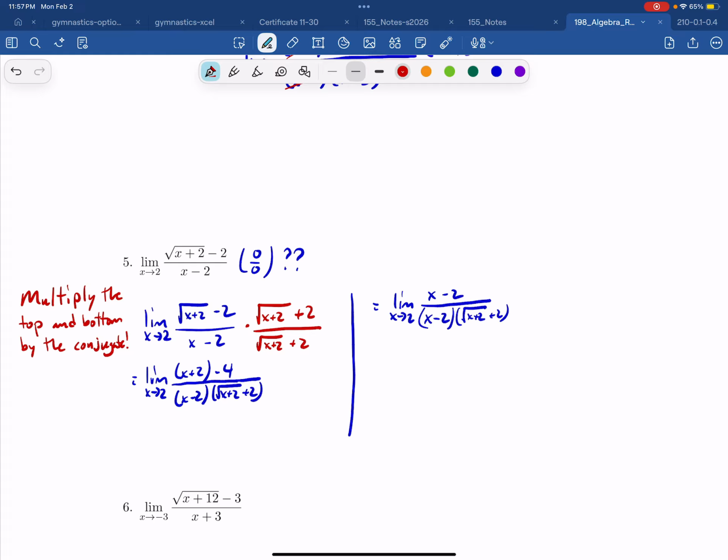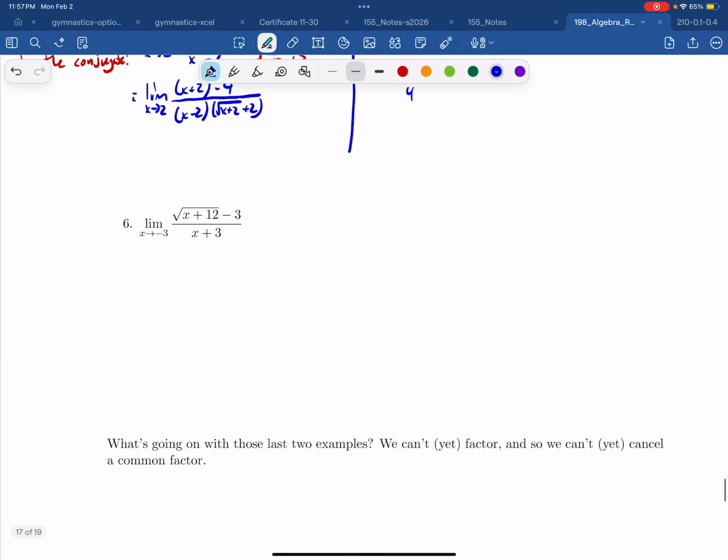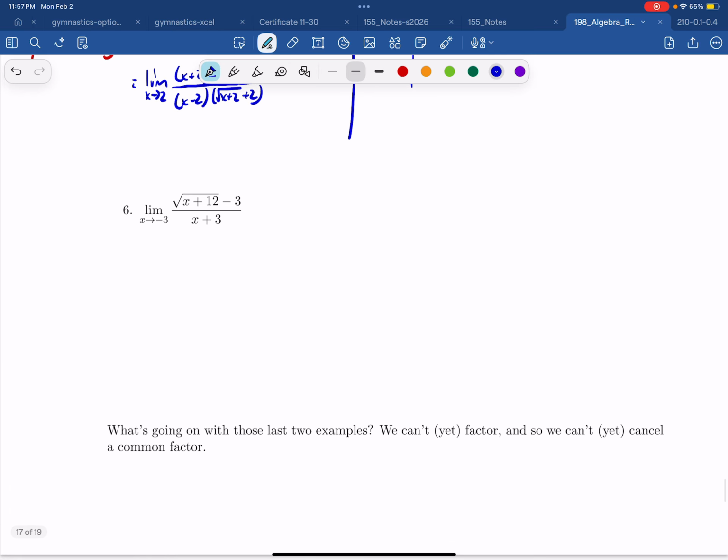And now we cancel out the top and the bottom. And just to be clear, when we do that, we're left with 1 on the top. And then we plug in x equals 2, and sure enough, we get an answer. I think it's 1/4. Maybe not what I would have expected, but that's what we get. Okay. Another example. All right, same sort of deal right here.